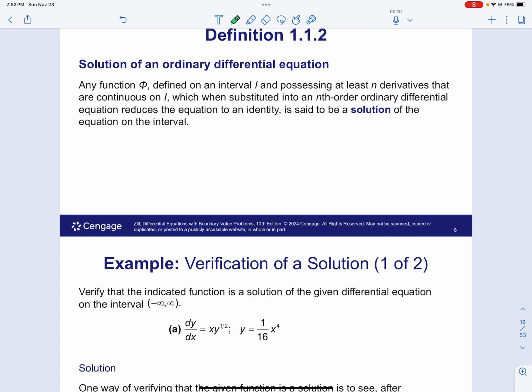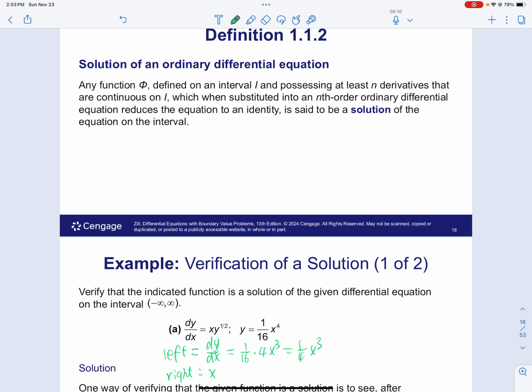dy over dx equals x to the 1 half, y equals 1 over 16 x to the fourth. How could we verify? Substitute, yeah? So the left side equals dy over dx. Are you with me? So the derivative of 1 over 16 x to the 4 means what? 1 over 16 times 4x cubed, which is 1/4 x cubed. You with me?